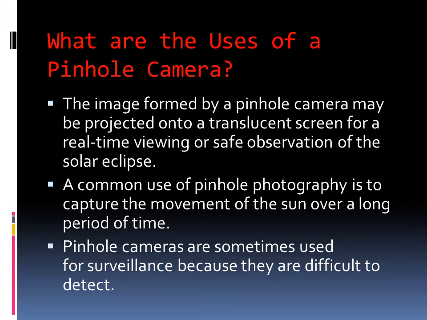That means movement of the sun can be best viewed by a pinhole camera. Third one, pinhole cameras are sometimes used for surveillance also, because they are difficult to detect. Surveillance means for detective purposes, okay, where if no one is looking, then we can place a pinhole camera there and it can't be detected.